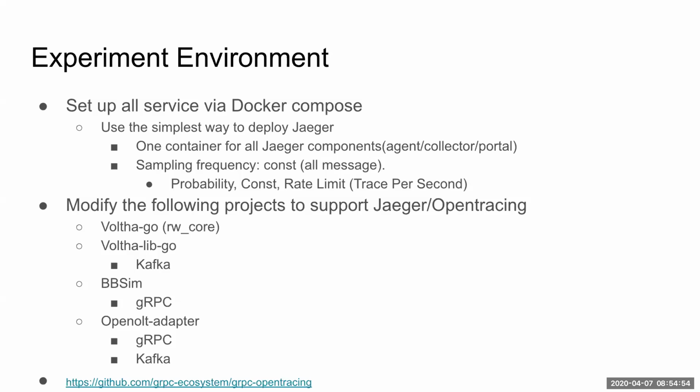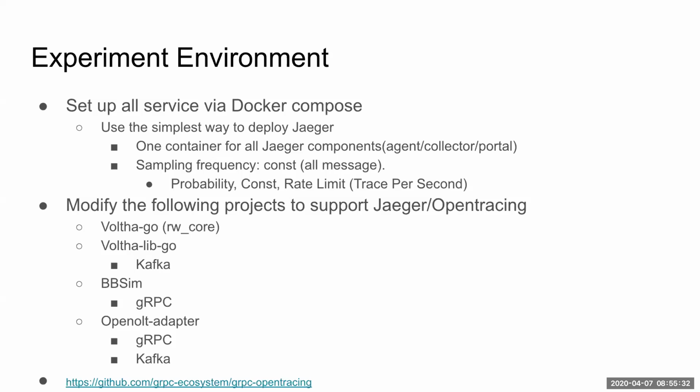So I use the special container image provided by Jaeger, called the all-in-one image. This all-in-one image includes the agent, collector, and the portal. So I don't need to worry about how those components communicate, because they are in the same container image. They can communicate over localhost. And I use the constant sampling frequency to report all messages. You have other choices like probability, and I believe the default value is 5%, or you can use rate limiting to limit the traces per second. So it depends on you.